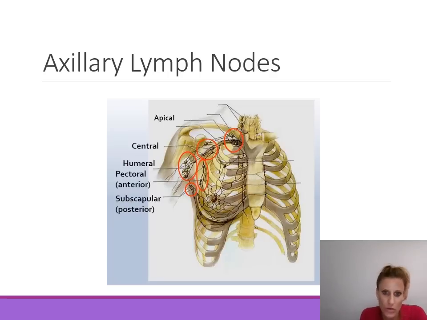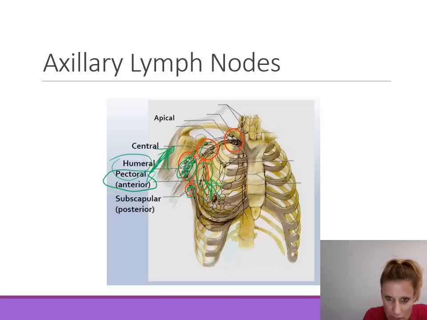Here you guys see the different nodes. Again, the subscapular nodes or posterior nodes, they're accepting lymph from the posterior thoracic wall and the scapula. The pectoral nodes or anterior nodes here are accepting lymph from the anterior thoracic wall and the breast. The humeral nodes or lateral nodes are accepting lymph from the arm, except for the lymph that's coming up alongside the cephalic vein. From there, these all go to the central nodes, which are a little bit higher up. And then from there, they go into the apical nodes.